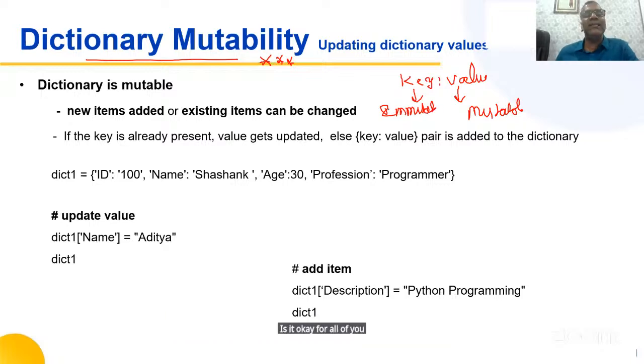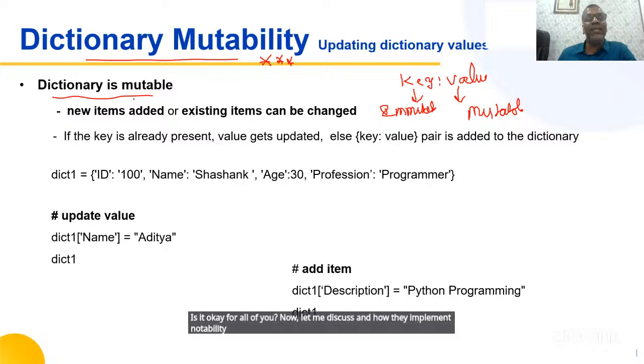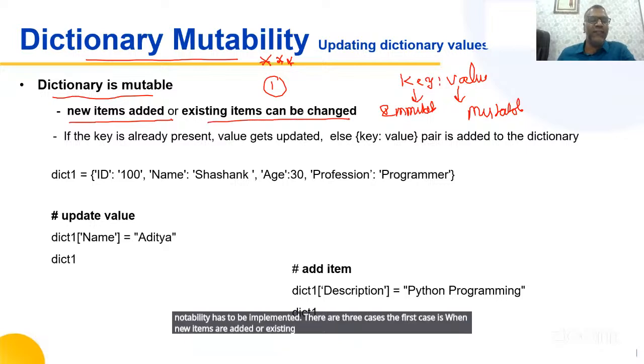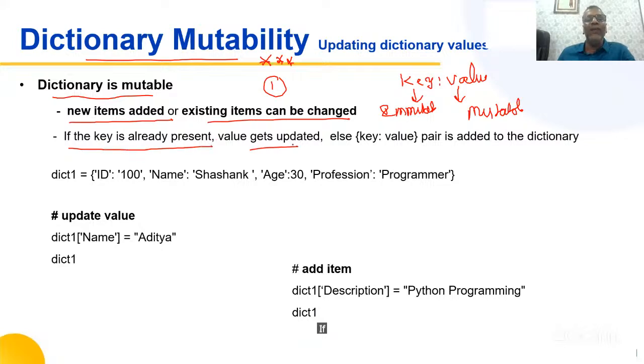Now, let me discuss how mutability has to be implemented. There are three cases. The first case is when new items are added or existing items are changed. Now, what is the meaning of that? If the key is already present, the value will get updated.